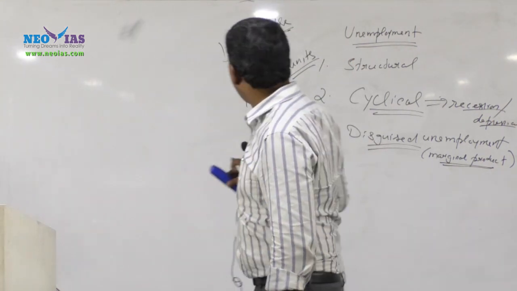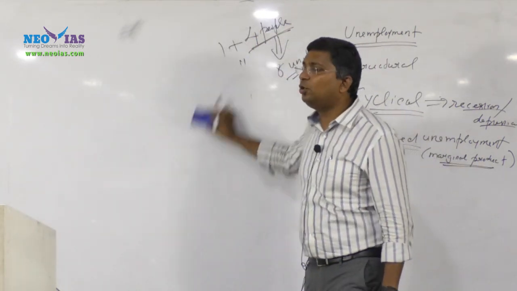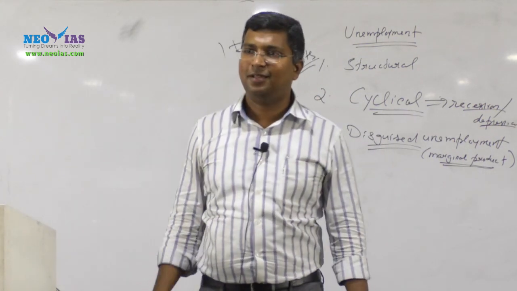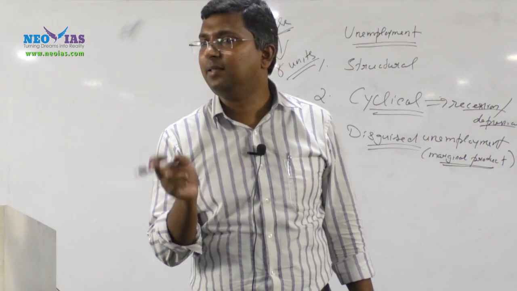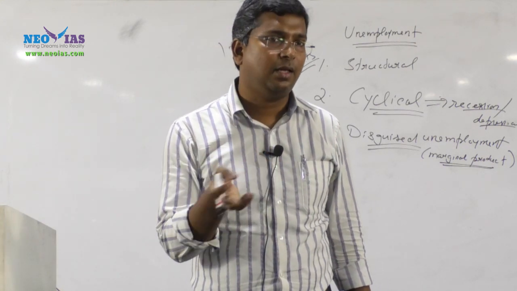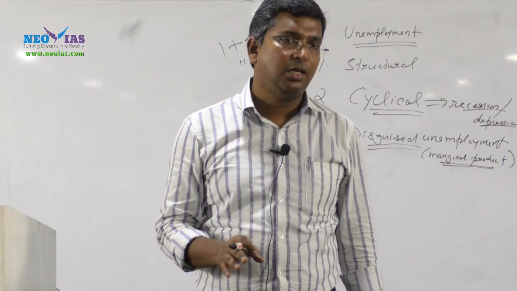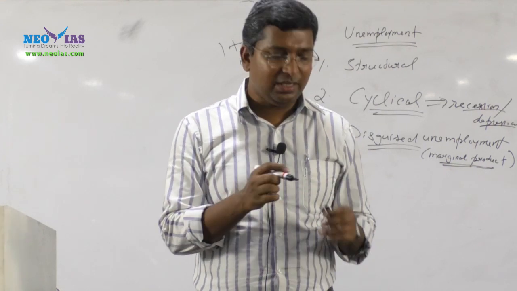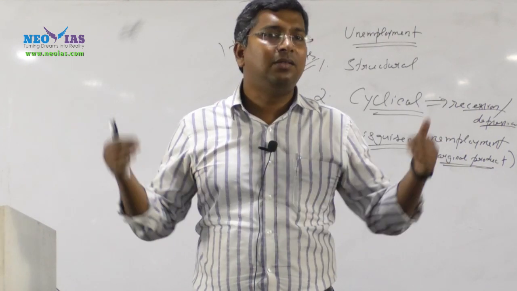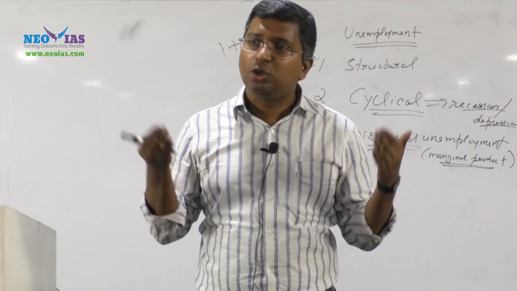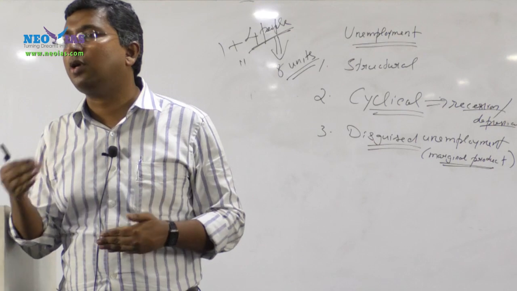Suppose a person has been added, but the production is still 8 units. You have added a person, but the production is still 8 units. So we say that in this case marginal product is 0, and this is what is called disguised unemployment. In disguised unemployment, people are working, people are getting jobs, but their work is not contributing to production.